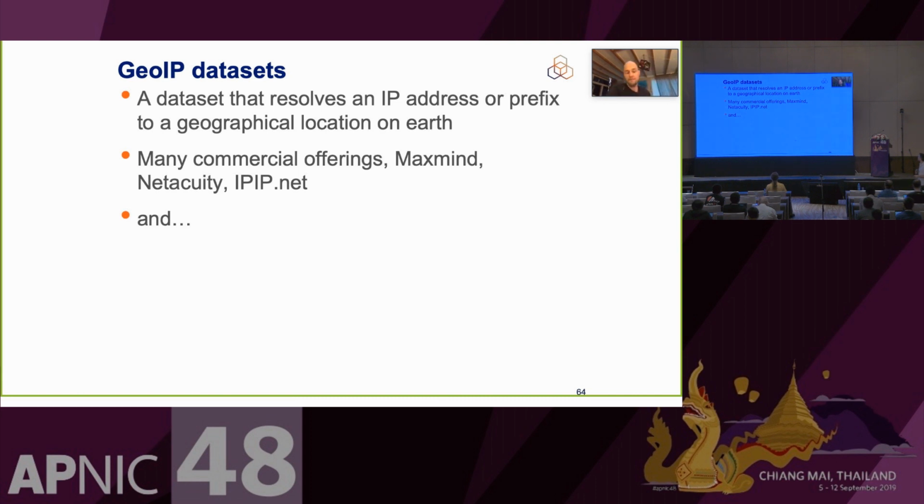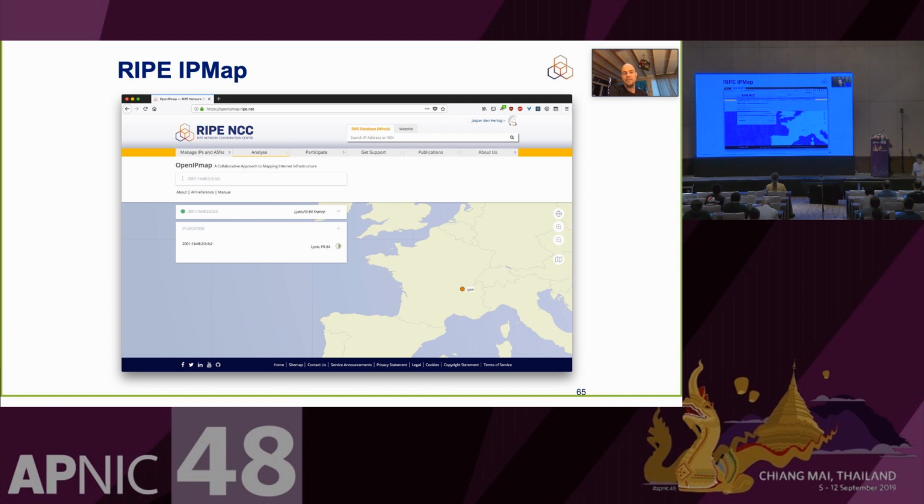Yeah. And then there is, next slide, please. The RIPE NCC's IP map. This is a product that we've been developing for a year and a half now, I guess, that tries to leverage the RIPE Atlas infrastructure to figure out whether IP addresses are in the direct vicinity of probes. And if so, we try to figure out where they exactly are.